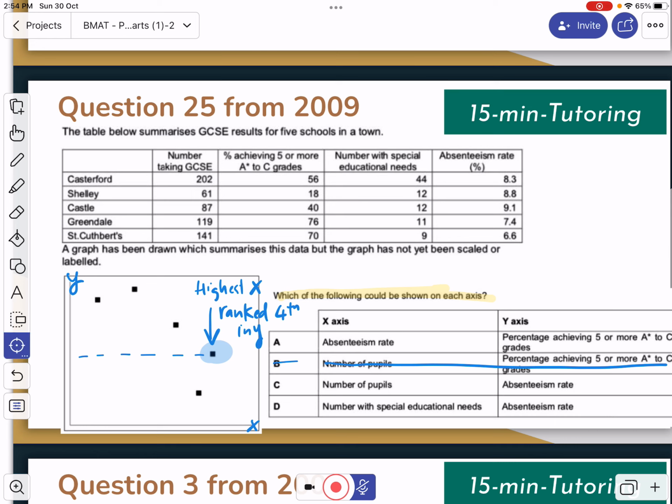Repeat the same process with C. Again, number of pupils and absenteeism rate. Number of pupils, which school is the highest? The same, Castleford. Now look at absenteeism rate. Is Castleford ranked number 4? So here, 8.3 is in fact ranked number 3. Again, not number 4. C is wrong.